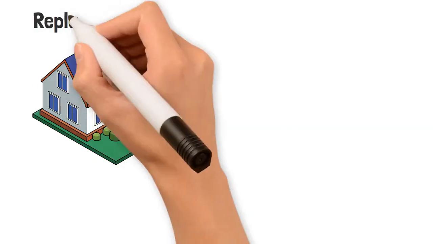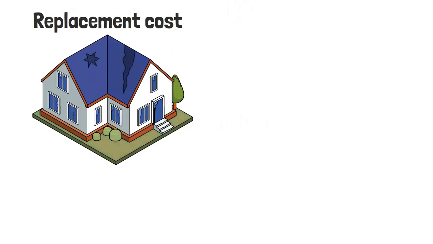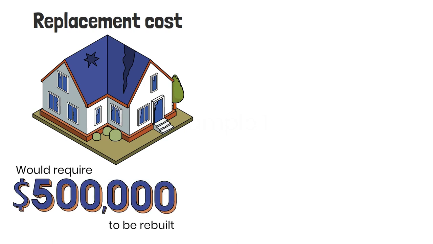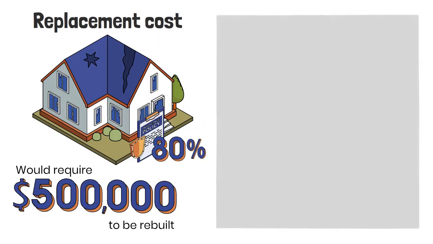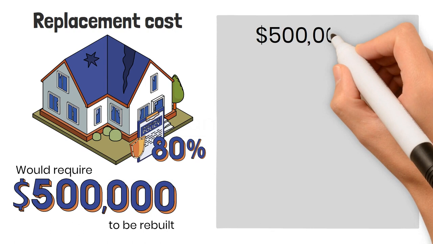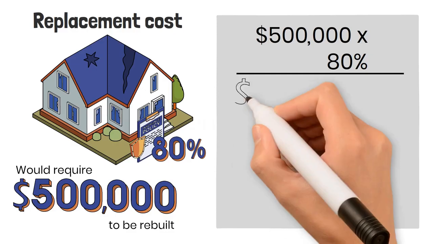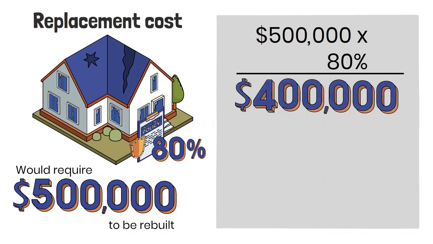To better understand this, let's look at some examples. Example 1. First, let's consider a home which is insured for replacement cost. Our home in this example, if totally destroyed, would require $500,000 to be rebuilt. Our policy contains an 80% coinsurance clause, meaning the home must be insured to at least 80% of the full replacement value in order to avoid coinsurance. To get the minimum required limit, you would take $500,000 times 80% for a total of $400,000. Insuring to anything less than $400,000 will trigger coinsurance.